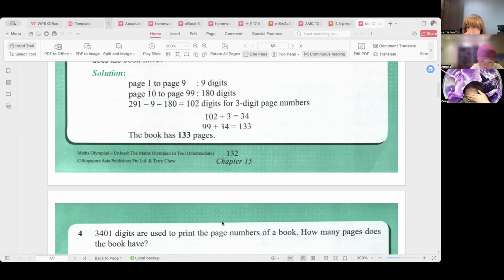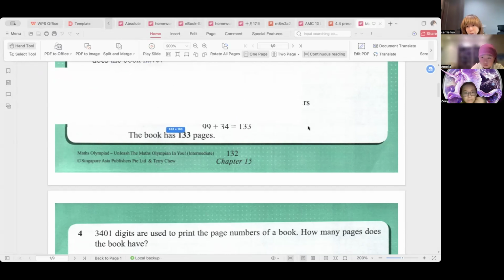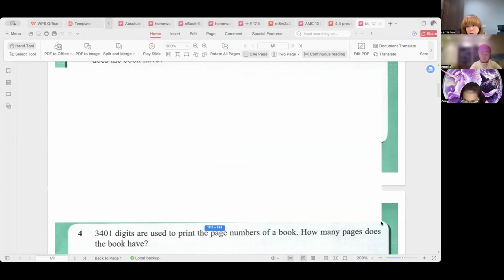Okay, Amelia has sent me her answer. Zoe's still working on it, so don't worry about it. Zoe, take your time. This time it's a bigger number. Amelia, make sure you get it right, just to check your answer. Always think about the logic. What is the logic? We have 3,401 digits this time. I think I know where I made the mistake.